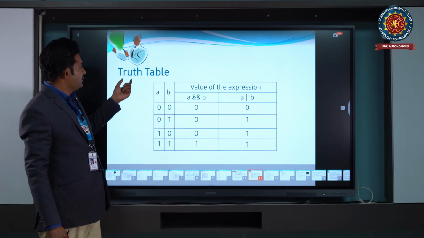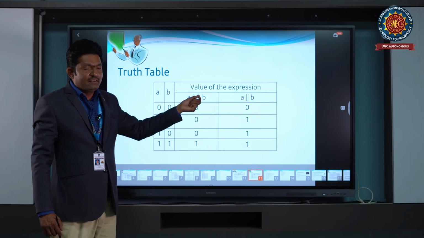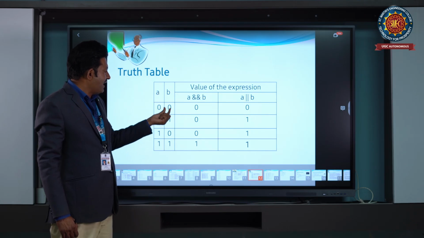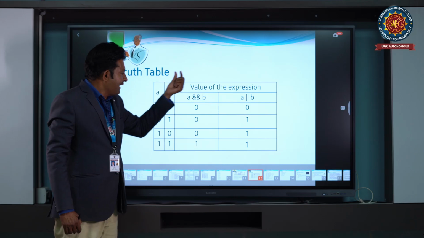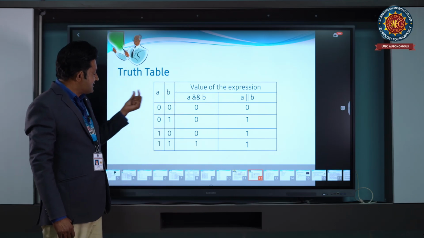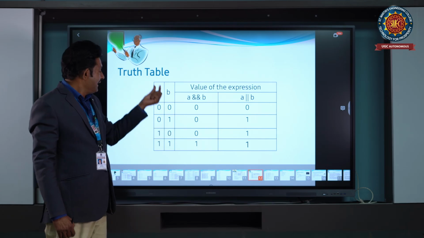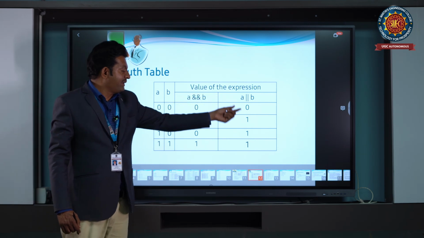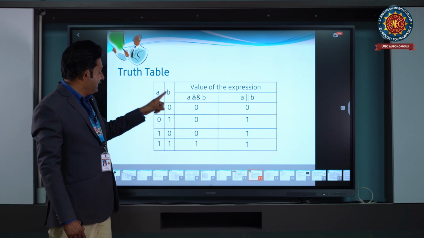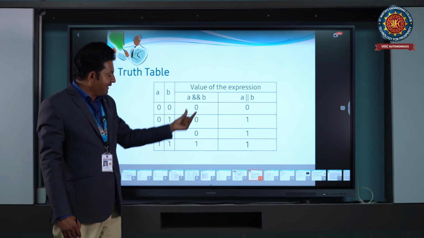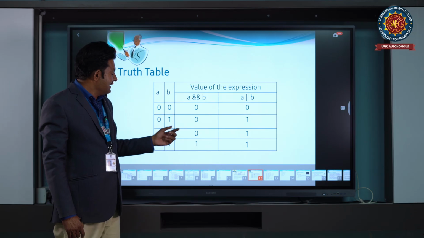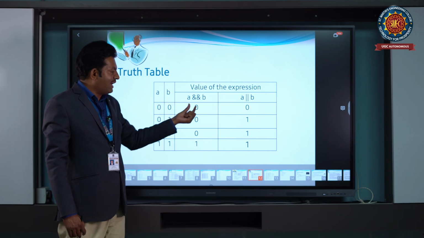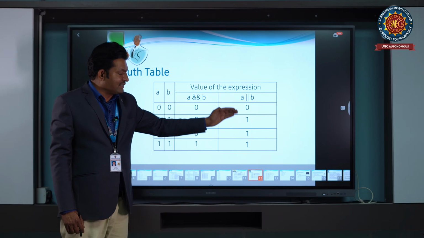We know the truth tables of AND and OR. Suppose two values are available, A and B. A is false, B is false: A and B is false, and A or B is also false. Next, A is false and B is true: A and B is false, and A or B is true. If A and B are both true, then only A and B is true, otherwise it is false. And A or B is false only when both are false; in all other conditions it is true.